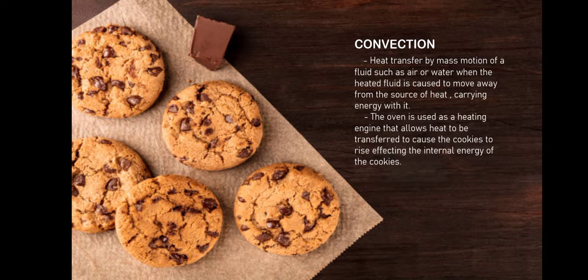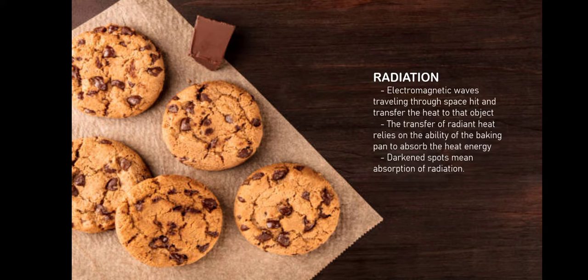The oven is used as a heat engine that allows heat to be transferred to cause the cookies to rise, affecting the internal energy of the cookies. Radiation: electromagnetic waves traveling through space hit an object and transfer heat to it. The transfer of radiated heat relies on the ability of the baking pan to absorb the heat energy. Dark spots mean the absorption of radiation.